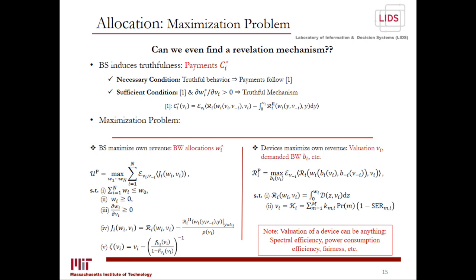But the revenue in 5G devices or in any independent device or any element that can make a decision can be a function of different factors. For example, the valuation of a device can be anything. It can be a function of spectral efficiency. It can be a function of power consumption. It can be a function of fairness and many other factors. So this maximization problem has to be solved on the side of the devices.